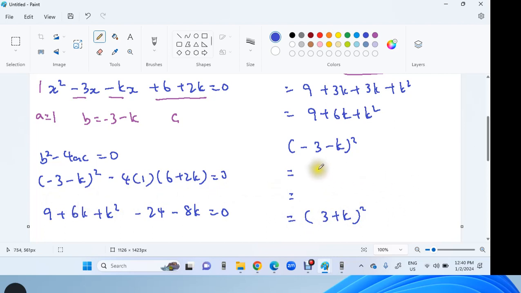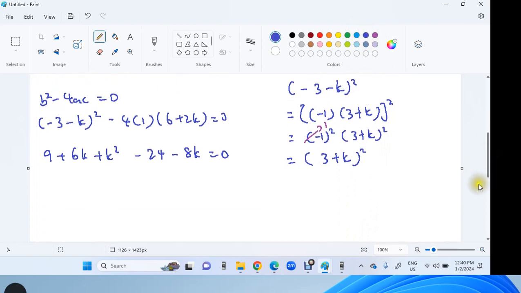Why did this happen? Because we factorize the negative 1 here: negative 1 times 3 plus k, the whole thing squared. Then we have negative 1 squared times 3 plus k squared. Negative 1 squared is actually 1, so 1 times 3 plus k squared. If you know the trick, this is very easy. You don't need to do it manually. You can just assume it is 3 plus k squared: 9 plus 6k plus k squared.